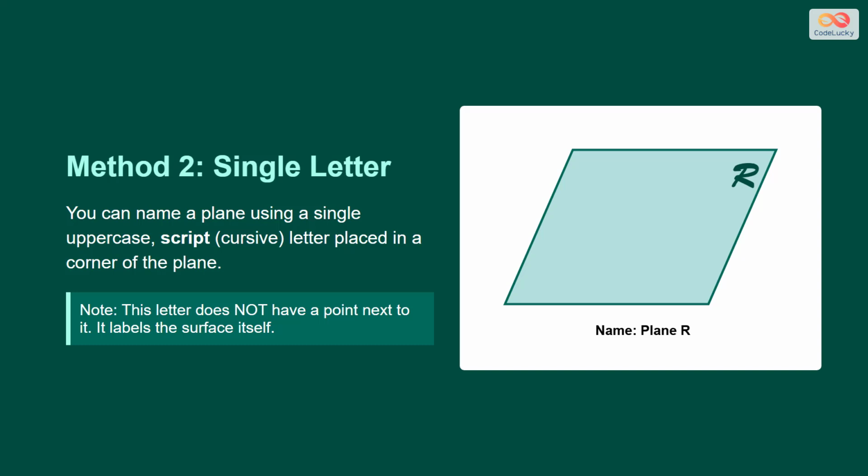There is a second, simpler way. Sometimes, a plane is labeled with a single uppercase script letter placed in a corner. For instance, this is plane R. Notice that this letter does not have a dot next to it because it labels the surface, not a specific point.